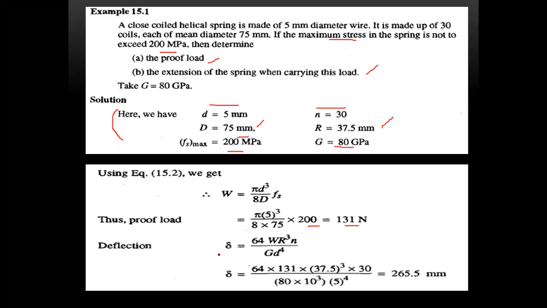Then what is the deflection formula? The deflection formula is this one: deflection is equal to 64 W R cube N divided by G d to the power of 4. Therefore, 64 into 131 into 37.5 cube into 30 divided by 80 into 10 to the power of 4 into 5 to the power of 4. That is equal to 265.5.